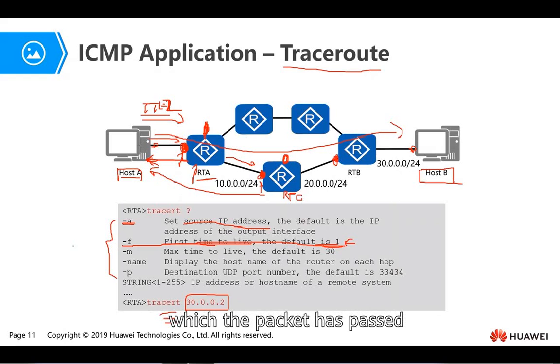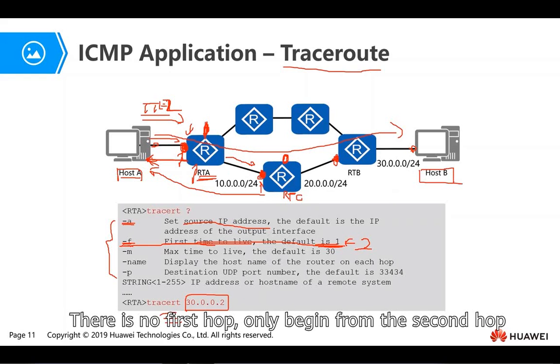Okay, so by default, step by step, it can list all the hops this packet has passed. Okay, and then the -f option means the first packet. Of course, by default, the first packet is 0, so the first hop can be listed. If you specify the first as 2, then the first packet sent out will not reach RTA, so there is no first hop, only beginning from the second hop.